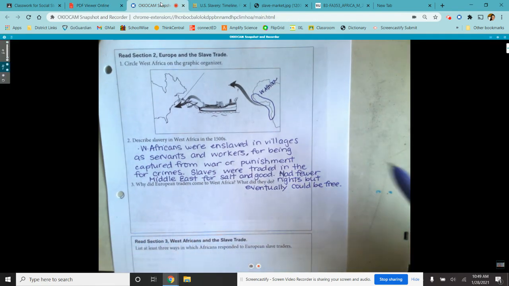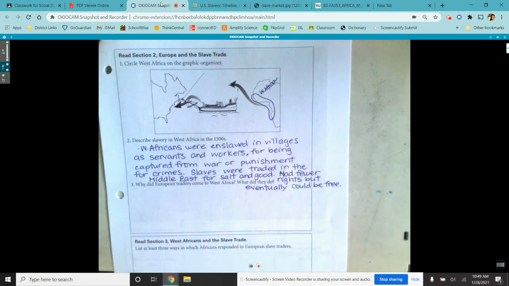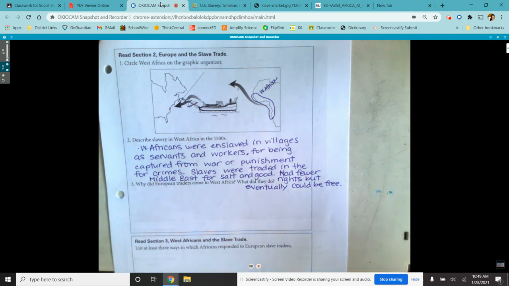So we have West Africans were enslaved in villages as servants and workers for being captured from war or punishment for crimes. Slaves were traded in Middle East for salt and goods. They had fewer rights, but eventually could be free. Their children were free. They could earn a trade. And then it says, why did European traders come to West Africa? What did they do? So we're going to go back to our readings.